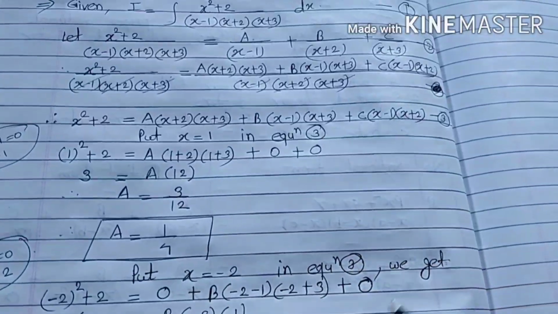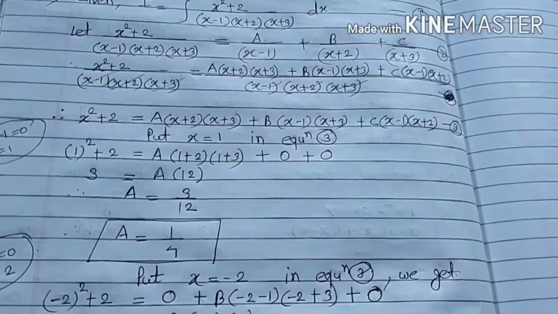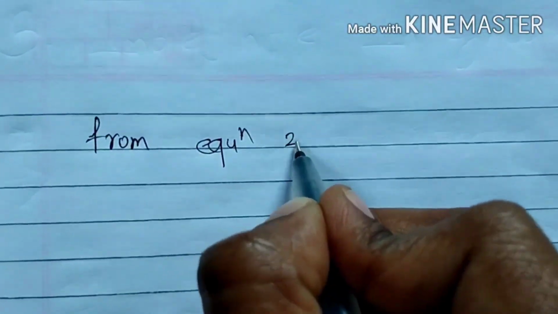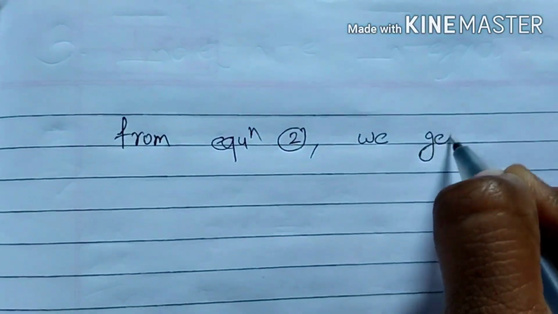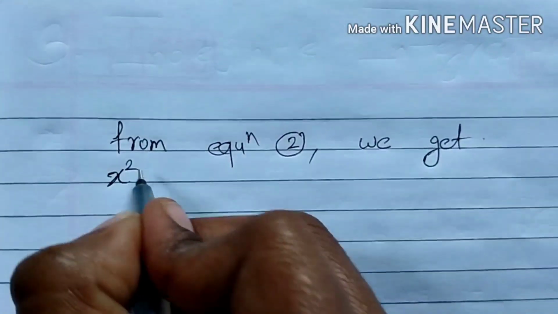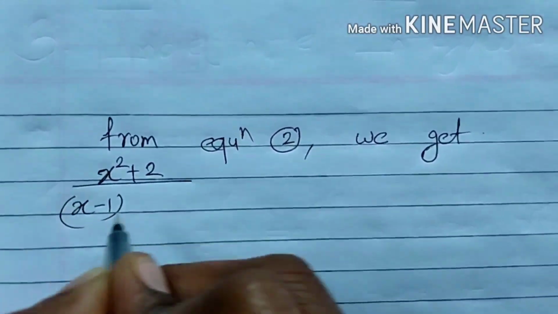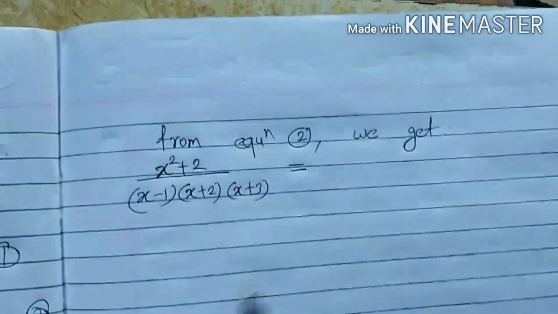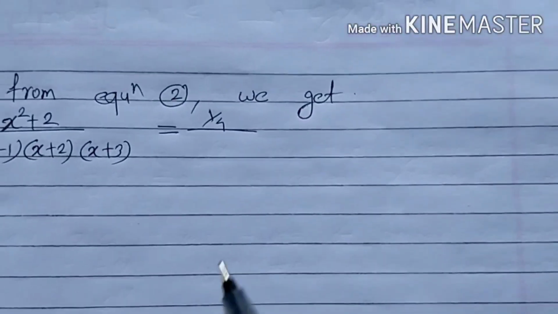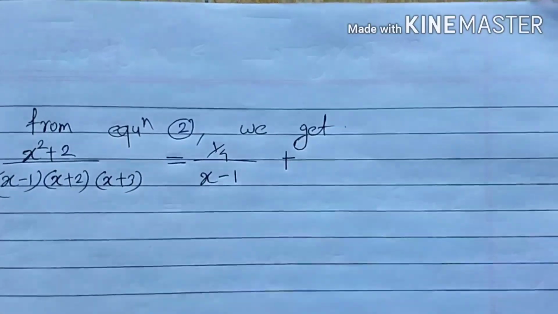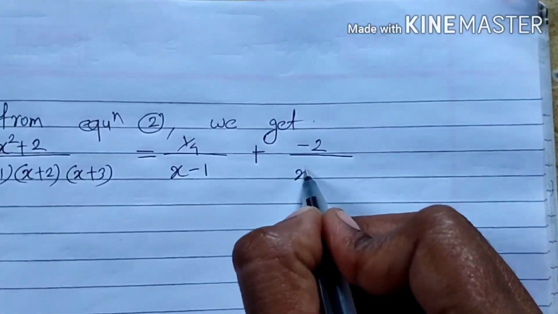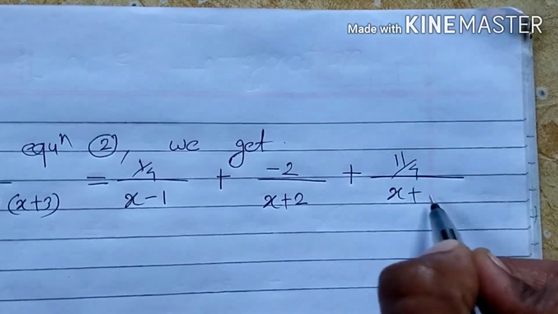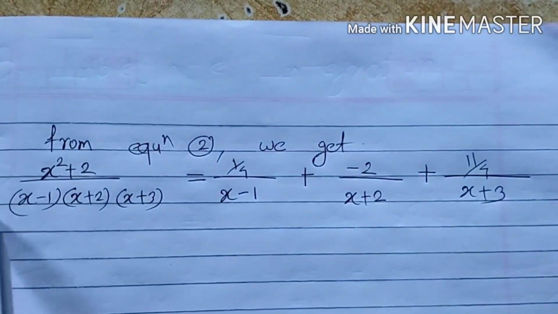Now put all the values in equation 2. So from equation 2 we get x square plus 2 upon x minus 1, x plus 2, x plus 3, which is equal to the value of a, 1 by 4 upon x minus 1, plus the value of b, minus 2 upon x plus 2, plus the value of c, 11 upon 4 upon x plus 3. Now this is our integration.